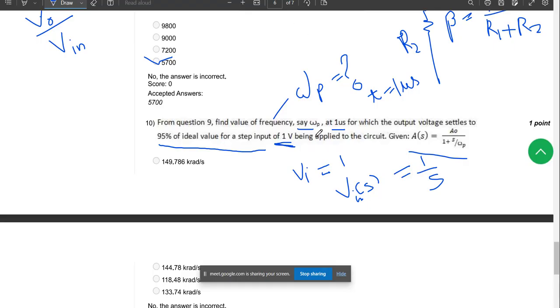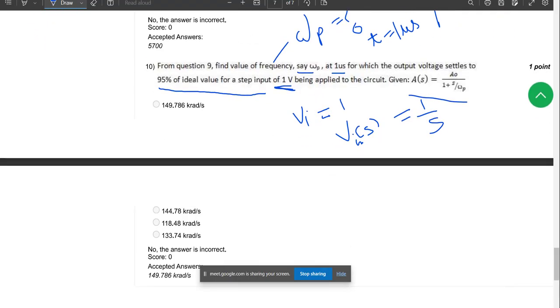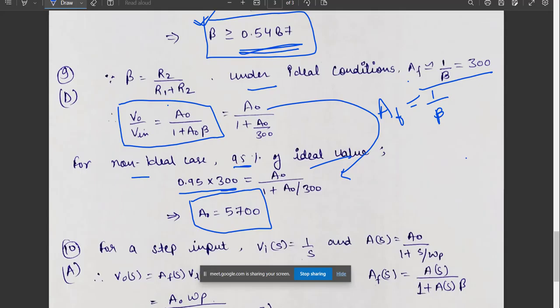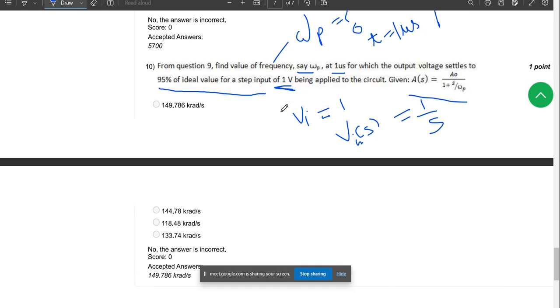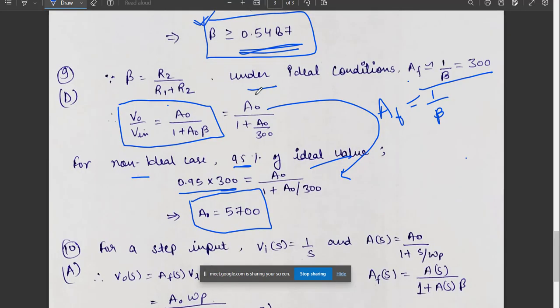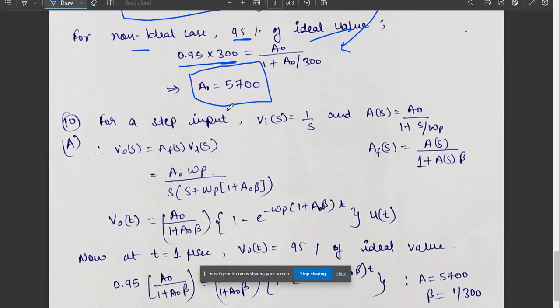Okay, so now let's try to solve this one. From question 9, find the value of omega p. I hope you understood the question and the hints that I gave. So first thing is, it's a step input. It is something like this, 1 volt. So this is the step input. Now the Laplace transform of the step input will be V of S equal to 1 by S.